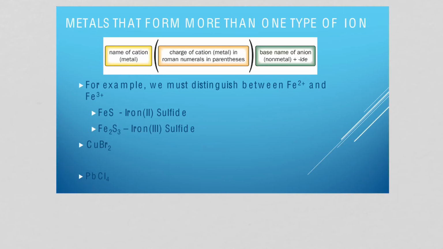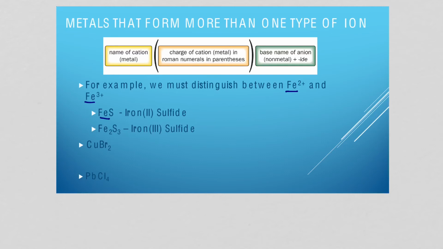So again, the reason we need these is we have to be able to distinguish between a compound that contains, for example, iron plus 2 and iron plus 3. In other words, we can't name both of them iron sulfide. We have to have some way to distinguish between this compound, FeS, which is an iron 2 plus and S2 minus, and Fe2S3, where the iron is a positive 3 and the sulfur is a 2 minus. Clearly different formulas. And so we can't have the same name here. That's really why we have to specify the charge here.